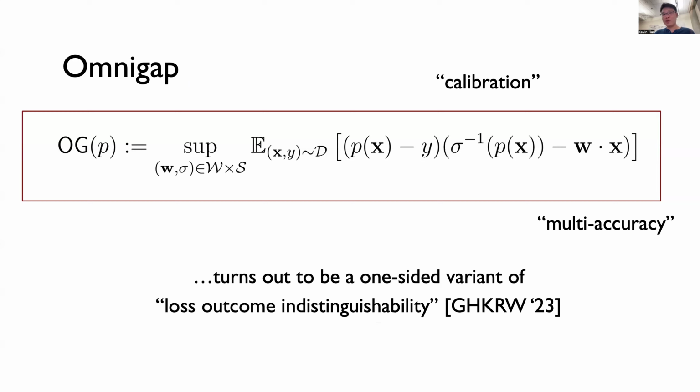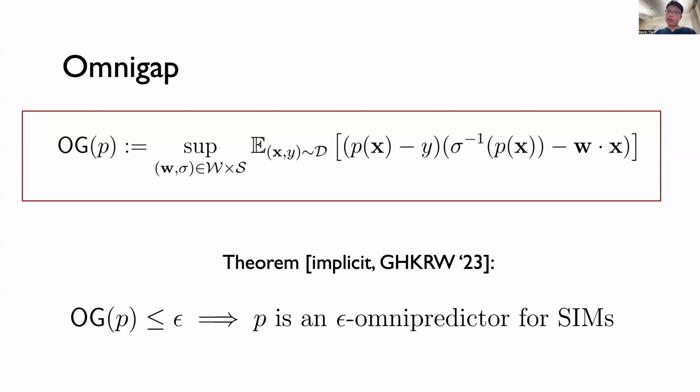Intuitively, these two terms on the right-hand side exactly correspond to these notions of calibration and multi-accuracy used in the earlier work. And in particular, a theorem implicit in the prior work shows that if the omni gap is bounded, then you have an omni-predictor for SIMs. So putting together these results basically immediately implies our agnostic learning guarantee, at least at a population level.